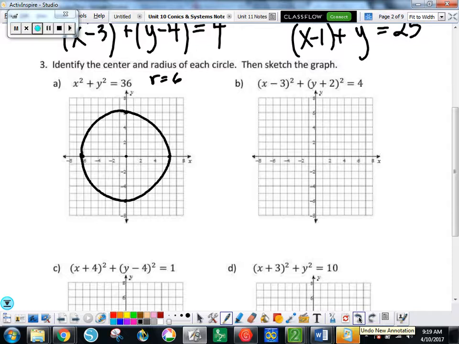Okay, let's do the next one. So the next one, where's the center? Center at 3, -2. And from the center, my radius is 2. So I go up 2. The smaller they are, the easier they are to look like a circle. The big ones are harder.